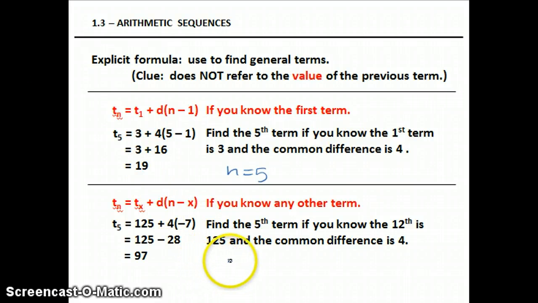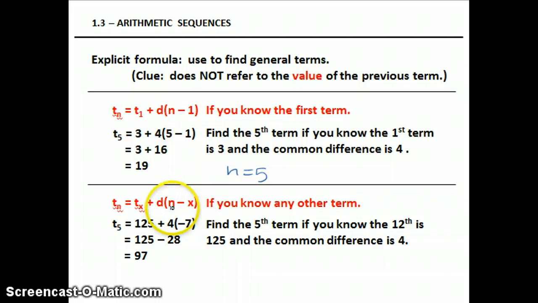Now, what if we don't have the first term? Well, then we can substitute for 1, we can put an x in there. And if we are looking for the 5th term of a sequence where we know the 12th term is 125 and the common difference is 4, all we have to do is plug that in. We know that this is t sub 12. t sub 12 is 125. So we plug 125 in. We put our common difference in. We have the 5th term, but we know what the 12th term is.